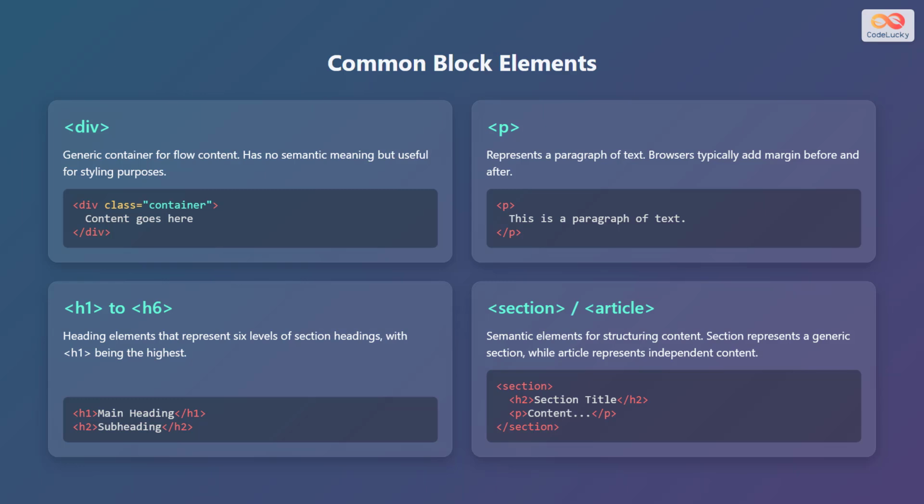The h1 to h6 elements are heading elements that represent 6 levels of section headings, with h1 being the most important. The section and article elements are semantic elements used for structuring content. A section represents a generic section of a document, while an article represents an independent, self-contained piece of content.